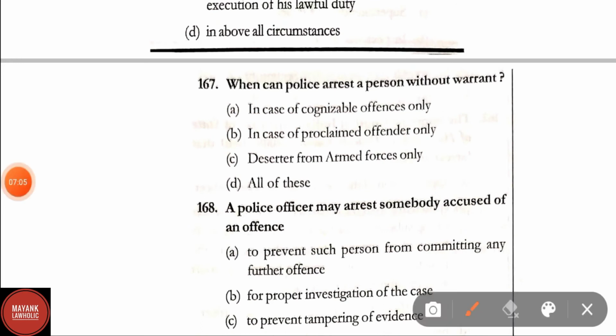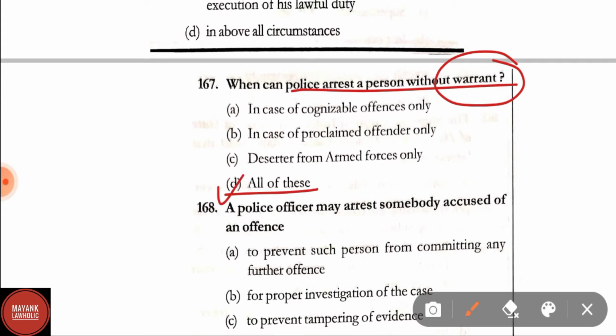Question number 167. When can a police officer arrest a person without warrant? Option A, in case of cognizable offences only. Option B, in cases of proclaimed offenders only. Option C, deserter from armed forces only. And option D, all of these. Here the correct answer is option D, that is all of these.